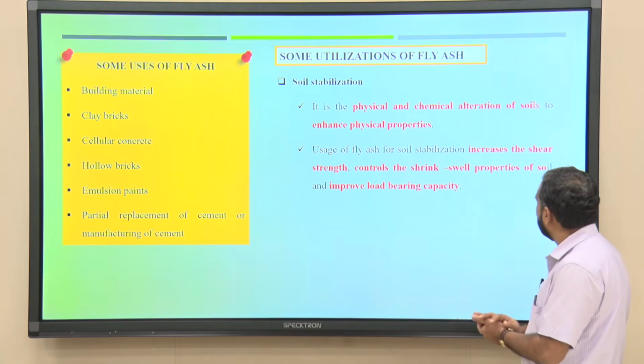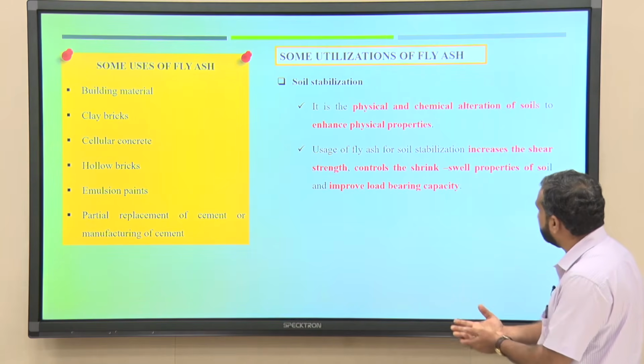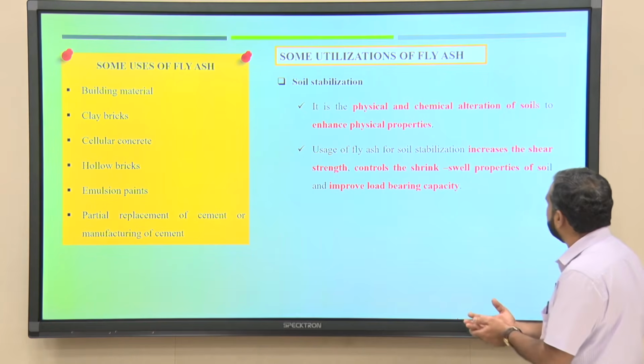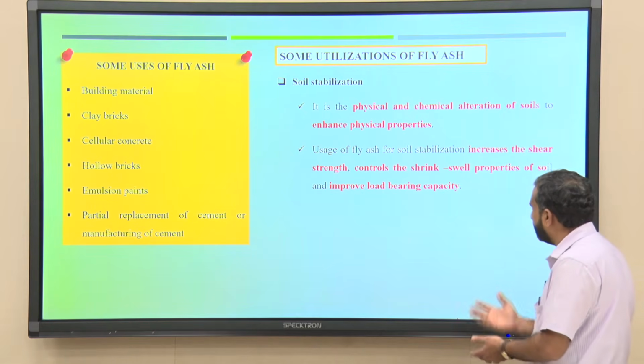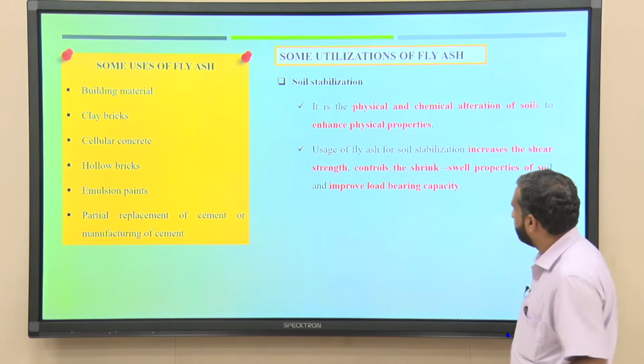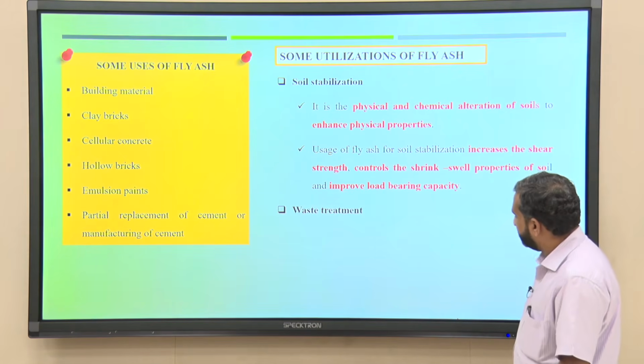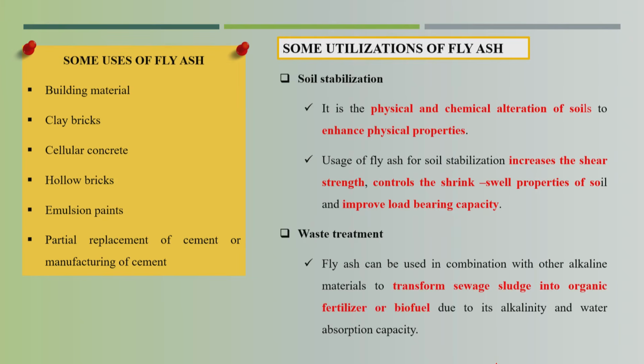Fly ash can be used for soil stabilization to increase the shear strength, control the shrink or swelling properties of the soil, and improve load bearing capacity. Another utilization is for waste treatment: the fly ash can be used in combination with other alkaline material to transform sewage sludge into organic fertilizer or biofuel due to its alkalinity and water absorption capacity.